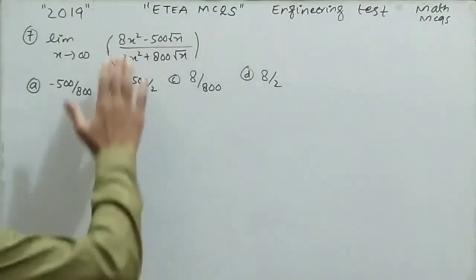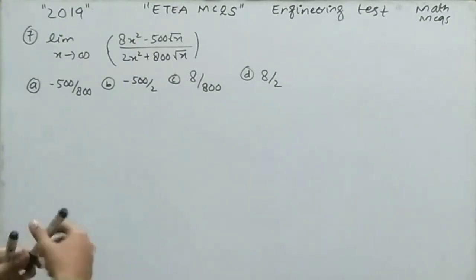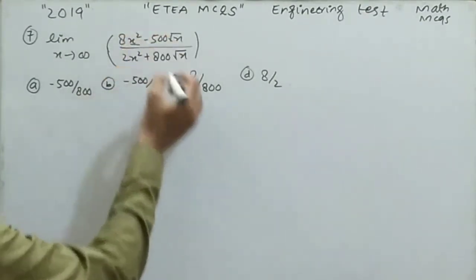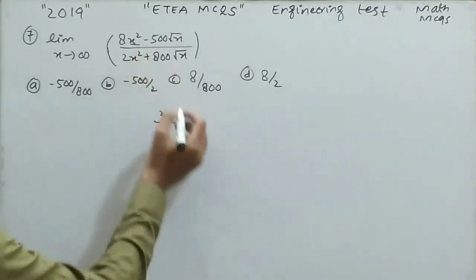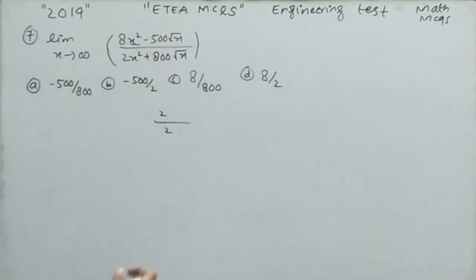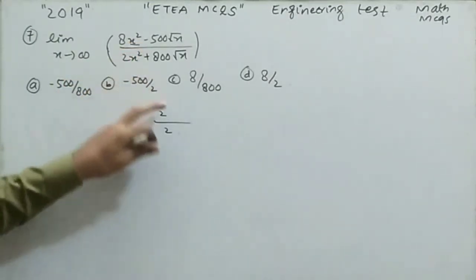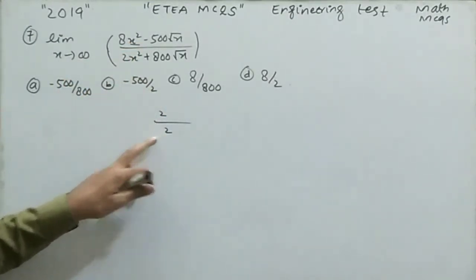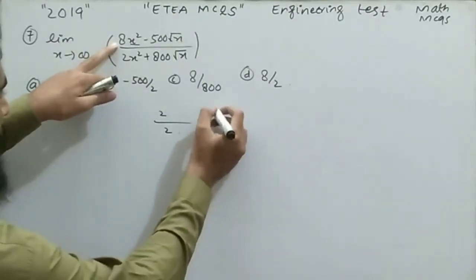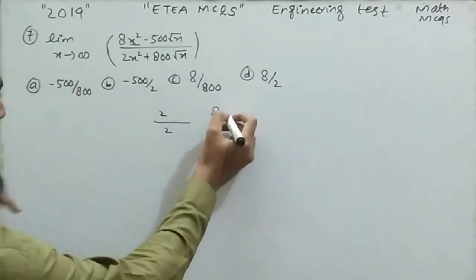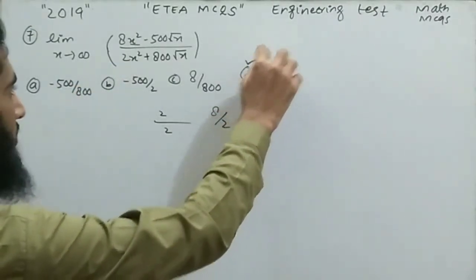So we will look at this function. Over here the variable is x, so the highest power of the variable in the numerator is 2, and the highest power of the variable in the denominator is 2. So for this type of function, when limit approaches to infinity, when the highest powers of the variable are the same, the required answer is actually their coefficient ratio. The coefficient of x square is 8 in the numerator and 2 in the denominator. So the result will be 8 by 2. So the correct option for this MCQ is 8 by 2.